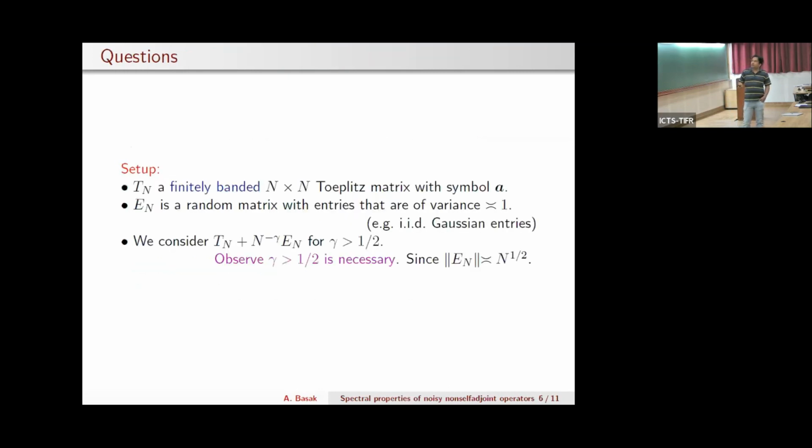Now, given this setup, what are the questions that you can ask? Our Tn will be banded, finitely banded, and En is a random matrix with entries of variance of order 1. To fix ideas, you can say that they are IID Gaussian entries. What we'll study is the spectral properties of Tn plus n to the negative gamma times En. Let me also comment that this gamma has to be at least 1/2, because one can show that the spectral norm of En is of the order n to the 1/2. So you want to make sure that what you're adding is really a noise or perturbation.